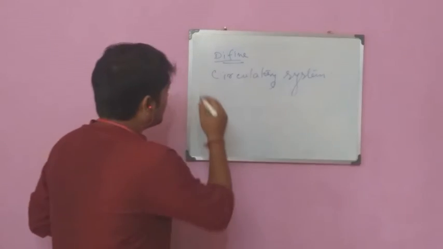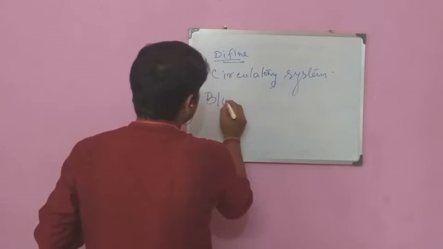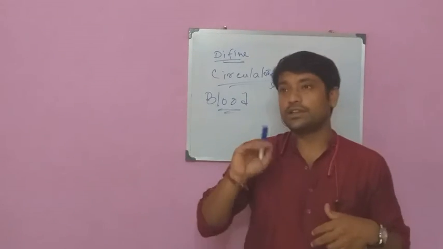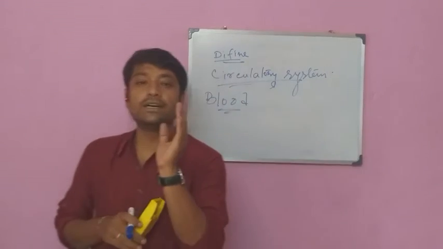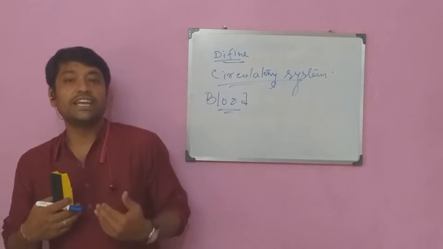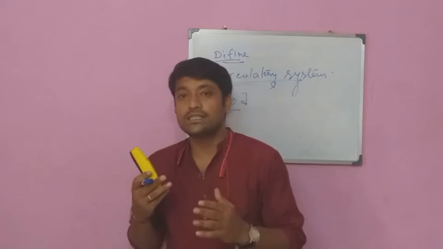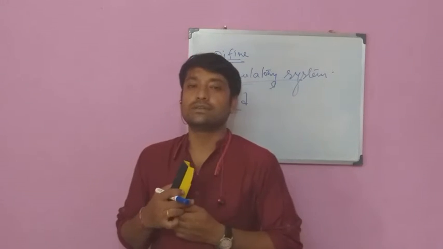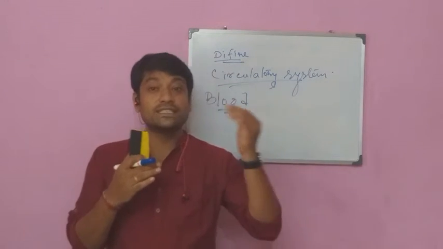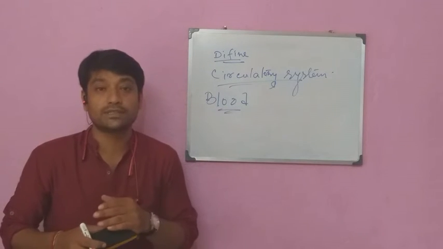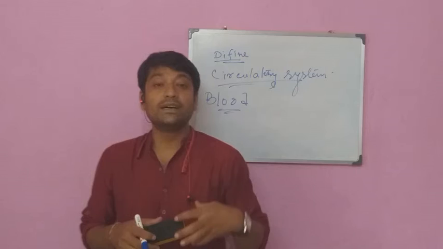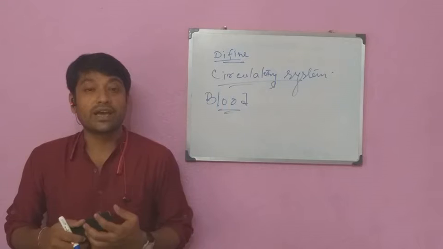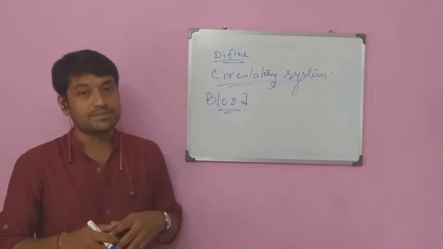Now look, define blood. Blood is also another important topic. Blood is the circulating fluid contained in the heart and the blood vessels such as arteries, veins and capillaries of the circulatory system. The circulatory system is responsible for the transport of various substances in human beings, but blood is the circulating fluid contained in the heart and blood vessels. Understood?